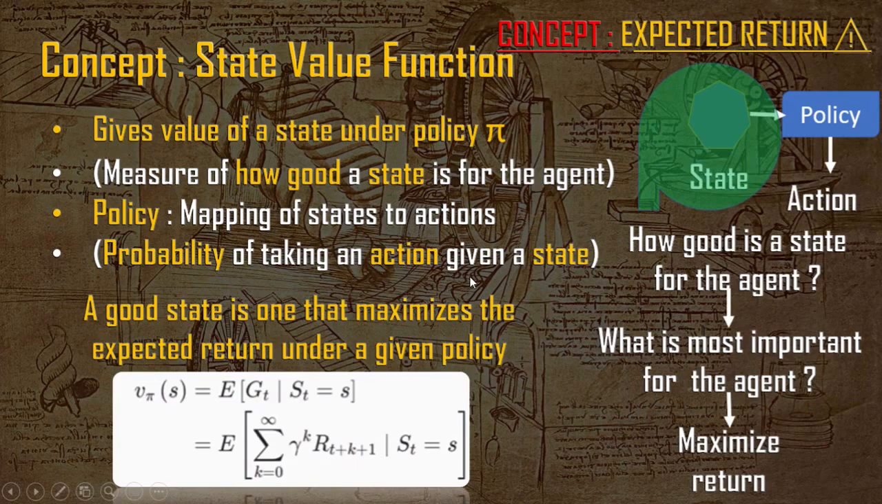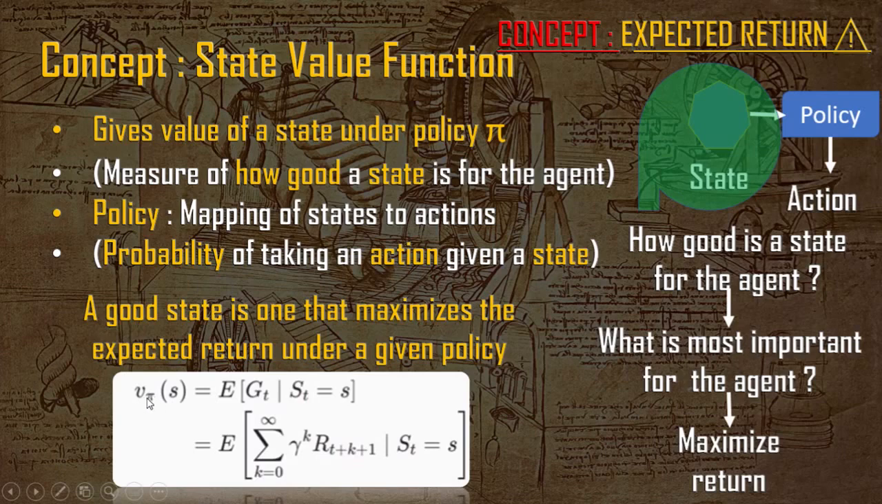Why this is important to us is because we want to know the value of a state. Let me explain how all of this is linked. This state value function gives the value of a state under a policy pi. We know what a policy is, and this value is an indicator of how good a state is for the agent. So what does good for an agent mean? The most important thing for an agent is to accomplish its goal, and for that it has to maximize its expected reward return. Return is just these added discounted rewards, right? So now this equation should make sense: the value of a state under a policy pi.